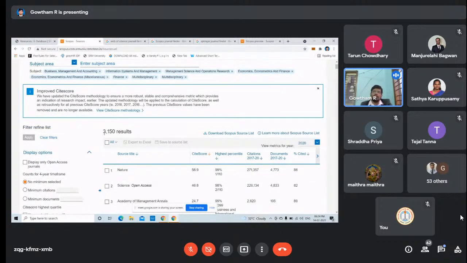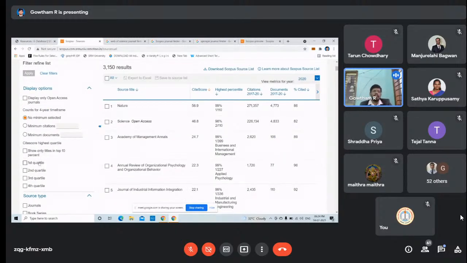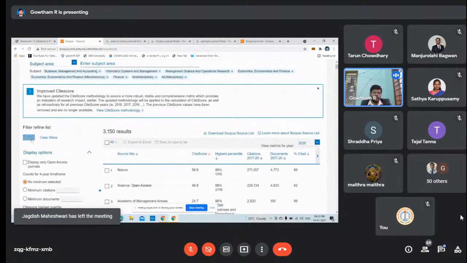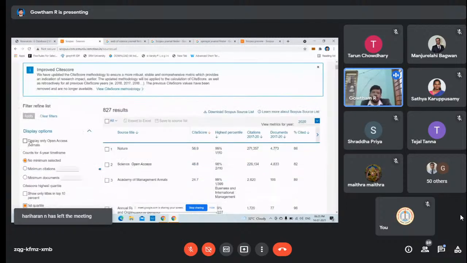Now you say, sir, I don't want top 10 percentile and all, but I want to see my journals in the Q1 category. Q1 category are the journals which are of high quality, maybe with a quality metric around 80% to 100%. I think 75 is the cutoff. If you target such a journal, instead of choosing show only titles in top 10, you can click first quartile. First quartile is the very highest top level quartile in Scopus. Click apply, and now you see 827.